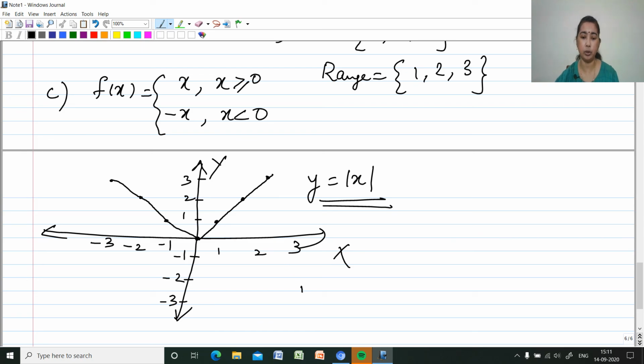And here, what is the domain? Domain is all the real numbers and range is only non-negative real numbers, that is from 0 to infinity. So, these are few of the important questions of the chapter.